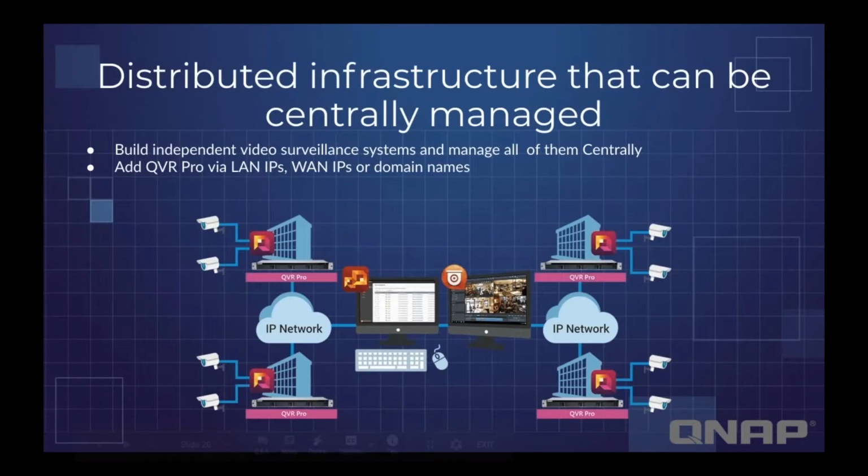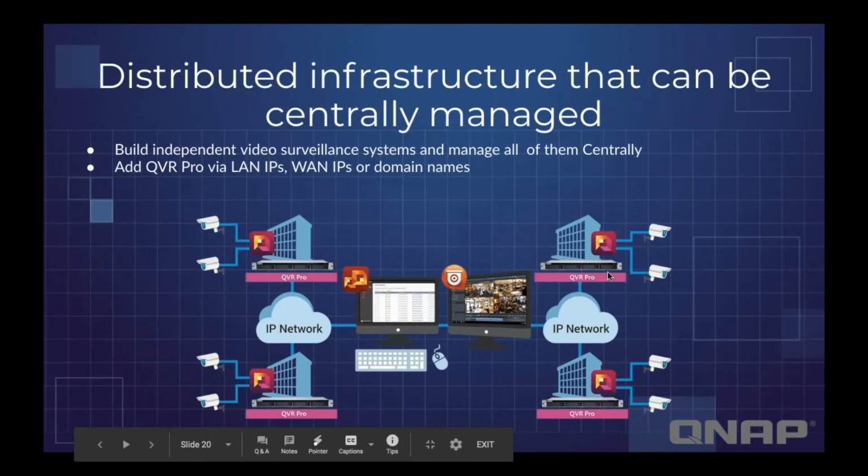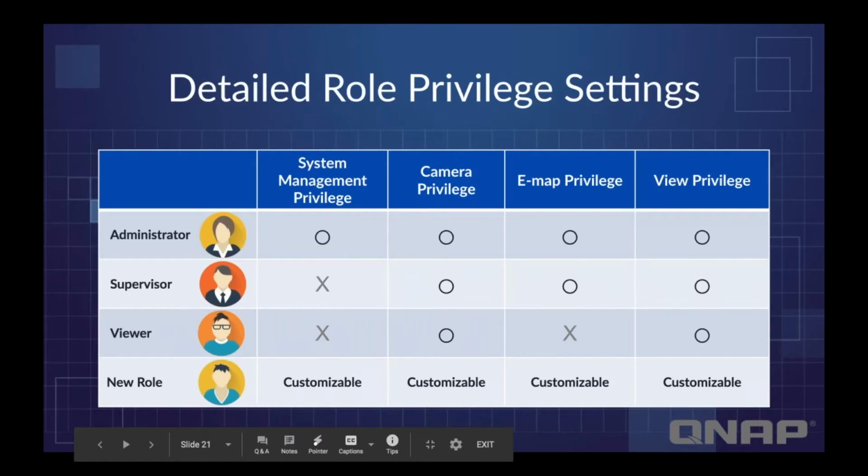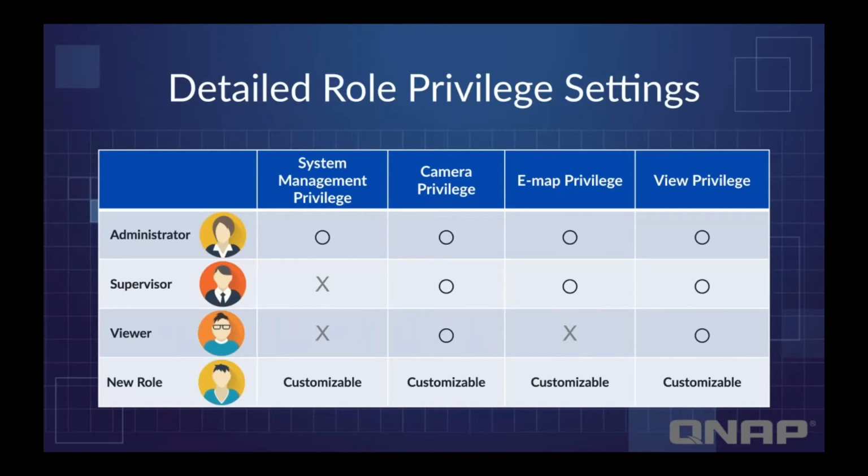So here you can see a display of how managing multiple QVR Pro surveillance solutions from a single location might look. To connect the various surveillance systems, you can connect the various QVR Pro servers to QVR Center via LAN IPs, WAN IPs, or domain names. And here you can see some of the privilege settings available in QVR Center, such as system management, which includes things like adding or deleting servers, EMAP management, which includes adding, deleting, and editing EMAPs, view management, which includes adding, deleting, and editing various views.